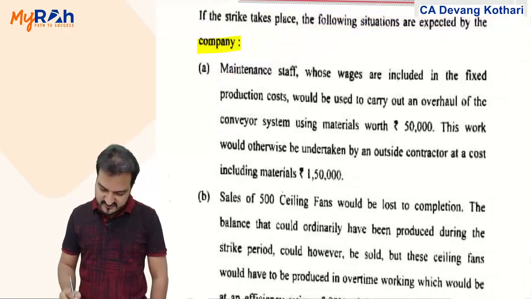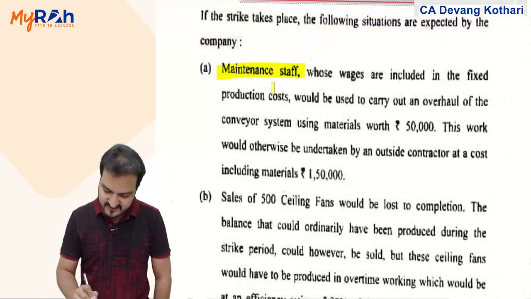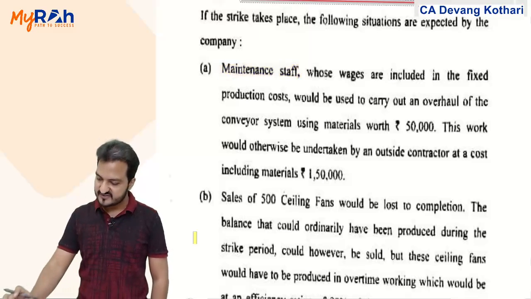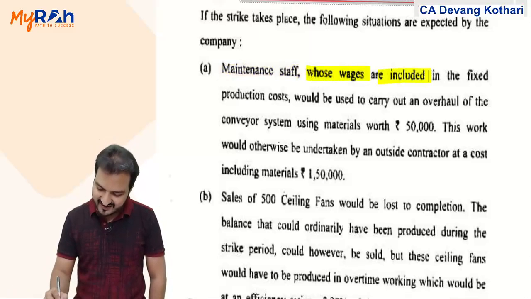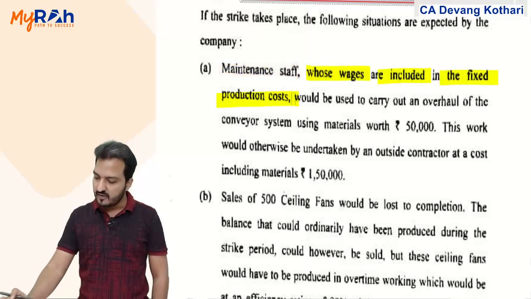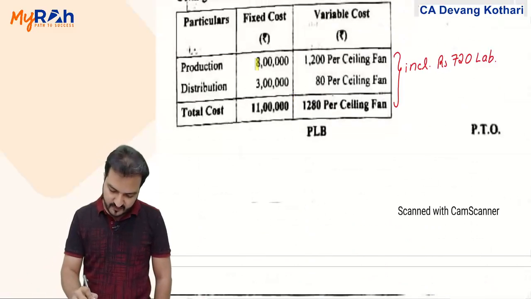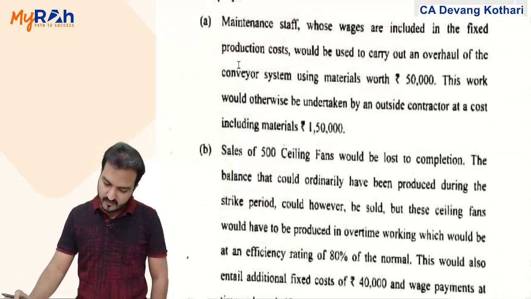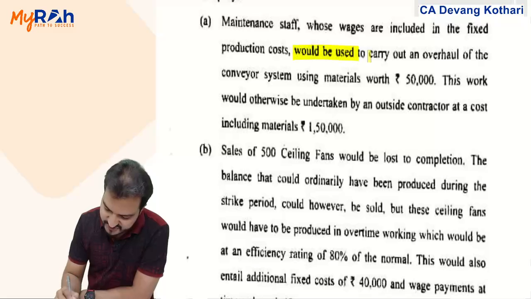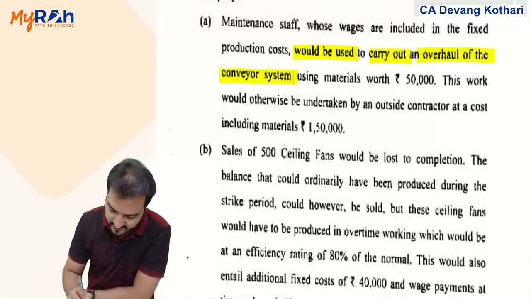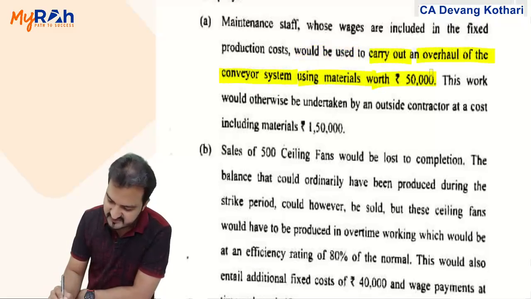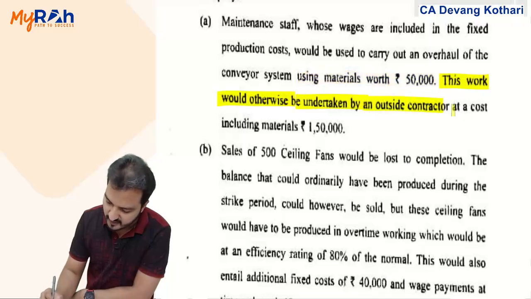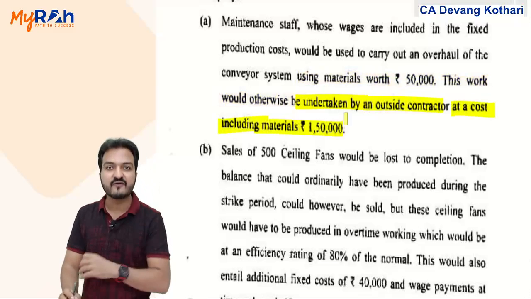Let's see. If there is a strike, then maintenance staff. Now maintenance staff is different than the ones who are asking increase. Maintenance staff whose wages are included in the fixed production cost. That maintenance staff would be used to carry out an overhaul of the conveyor system using materials worth rupees 50,000. This work would otherwise be undertaken by an outside contractor at a cost including materials of 1,50,000.